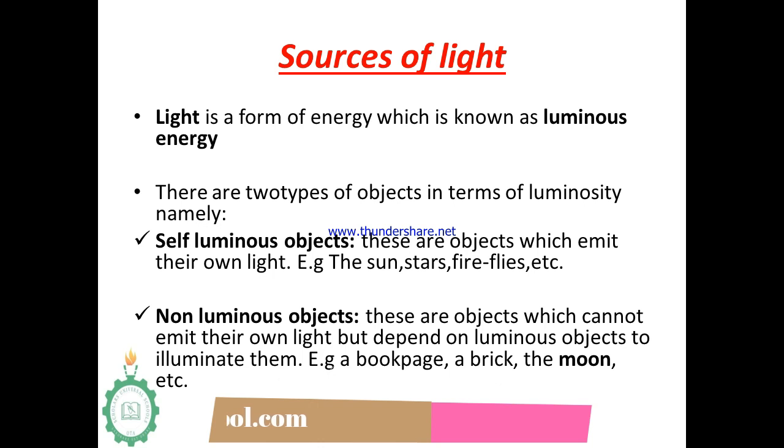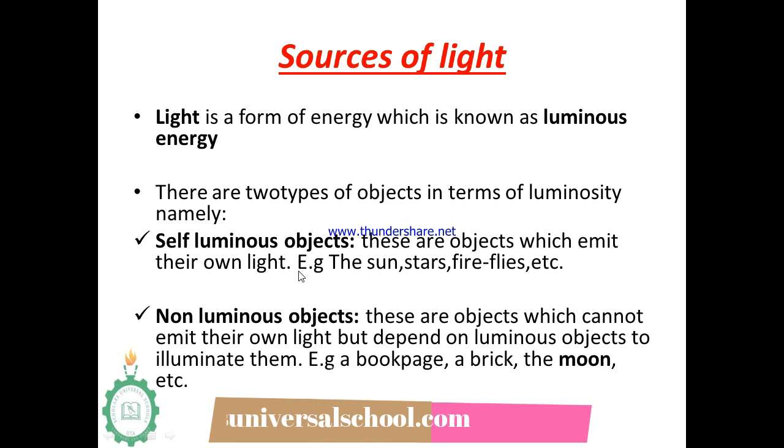Now, there are two types of objects in terms of luminosity. This means that when you classify objects in terms of light energy, in terms of their ability to give light, you can classify them into two. You have self-luminous objects and you have non-luminous objects. Self-luminous objects, from the words self and luminous, are objects that are able to produce their own light, which means they emit light by themselves.